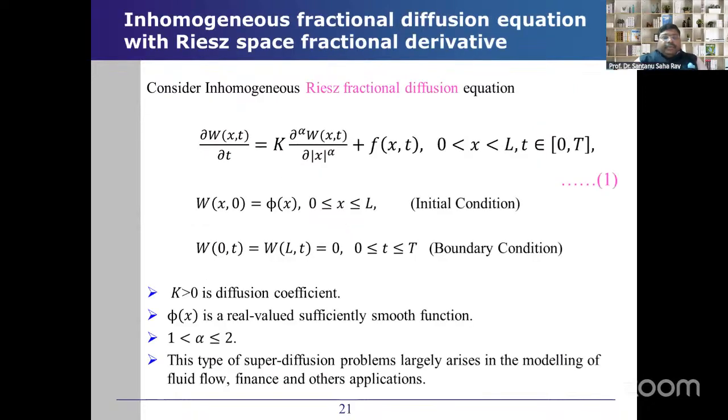Now, let us consider the inhomogeneous Riesz fractional diffusion equation given by equation 1, with the initial condition w(x,0) equal to phi(x), where x is greater than or equal to 0 and less than or equal to capital L, and with the homogeneous boundary condition w(0,t) equal to w(L,t) equal to 0, where t lies between 0 and capital T. Here alpha is the order of the Riesz fractional derivative, and alpha lies between 1 and 2. This type of super diffusion problem largely arises in modeling of fluid flow, finance, and other applications.